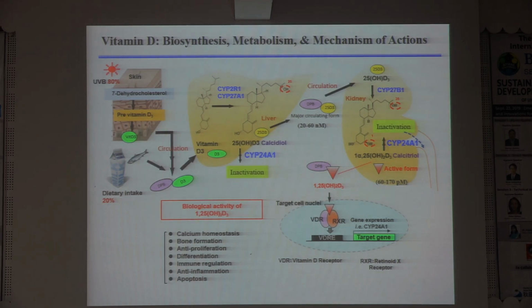in the liver with the enzymes CYP2R1 and CYP27A1, and this hormone is called calcidiol or 25-hydroxy vitamin D3. And now the second hydroxylation process occurs in the kidney tubules. Here the enzyme CYP27B1 converts calcidiol into the most active form, 1-alpha-25-dihydroxy vitamin D3 or calcitriol.